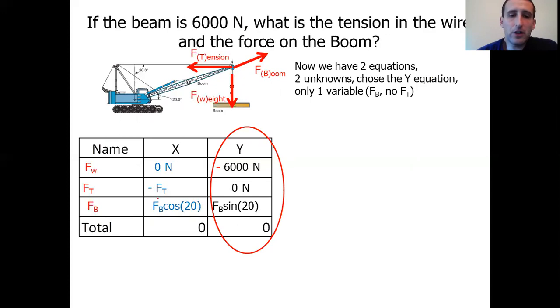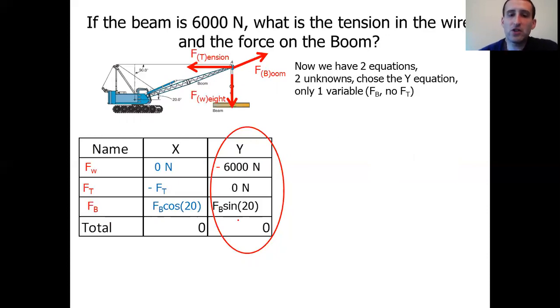But if we look carefully here, we see the force of tension and the force of the boom. They're both present in the x equation. If we look at the y equation, this is just a number, this is just a number, and all we have is the variable force of the boom. So this is really just one equation with one unknown. And so we can use the y equation all by itself to solve for the force of the boom. And then we can plug that value in over here, and then we'll be able to solve for the force of the tension, and then we'll be done.